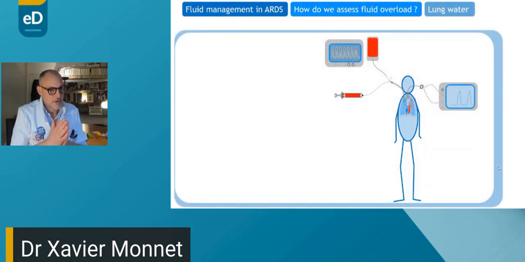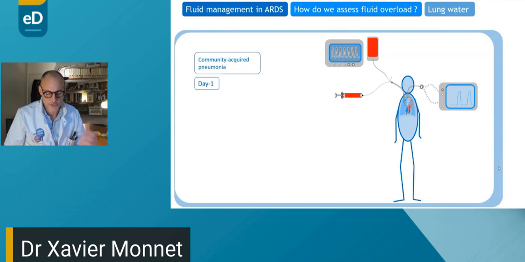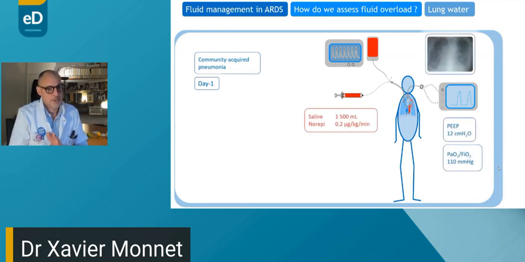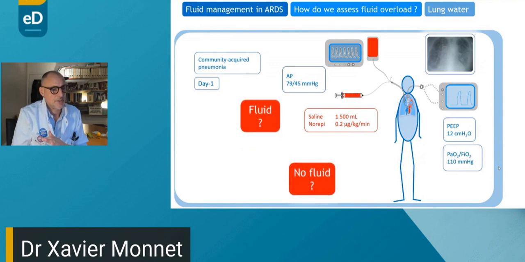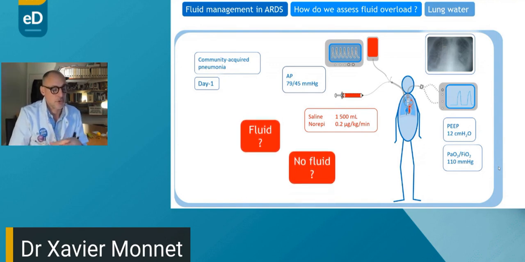Let's take that as a very practical question. Let's imagine a patient with community-acquired pneumonia on first day, and the patient has a low PF ratio and PEEP is high. And the patient has already received fluid and is under norepinephrine, and blood pressure is low. And the question we ask ourselves is, should we give fluid to this patient or not?